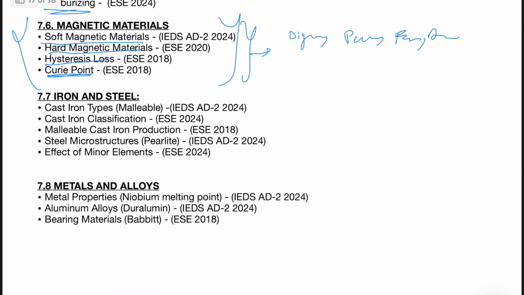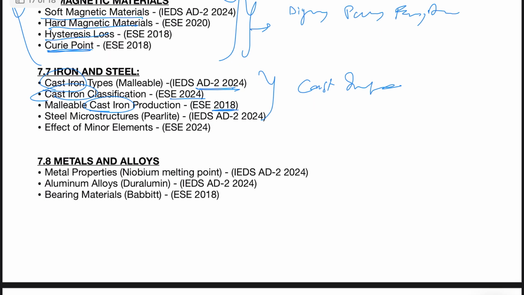And then, in case of this topic, iron and steel, cast iron, the question on cast iron was repeated several times. Here you can see it was asked in 2024, ESC and AD, and also in 2018. So try to learn more about this topic. I think cast iron is very important in this case. And then steel microstructures, etc.